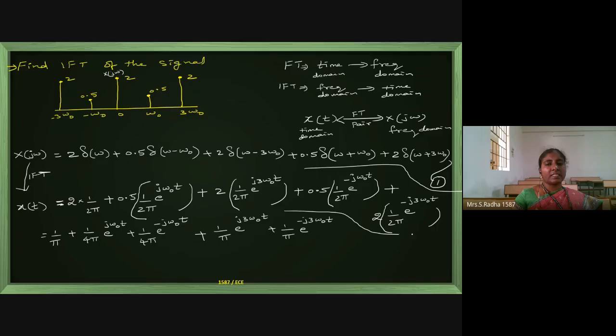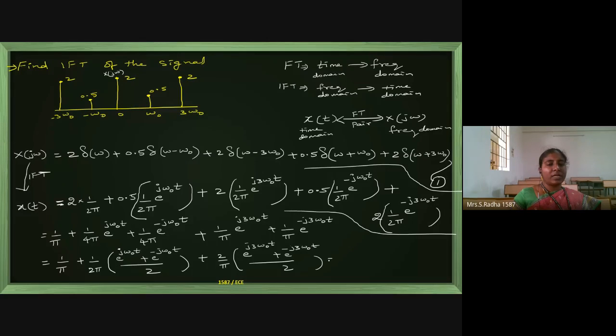Okay. This is the next line of simplification. If you want, you can combine them wherever possible. So what can be done? 1 by pi plus 1 by 2 pi. Okay, and the remaining things, e power j omega naught t plus e power minus j omega naught t divided by 2. In the next line, you can write it as cos omega naught t plus, okay, multiply and divide with 2. So you will have 2 by pi and then combine these exponentials, e power j 3 omega naught t plus e power minus j 3 omega naught t divided by 2.